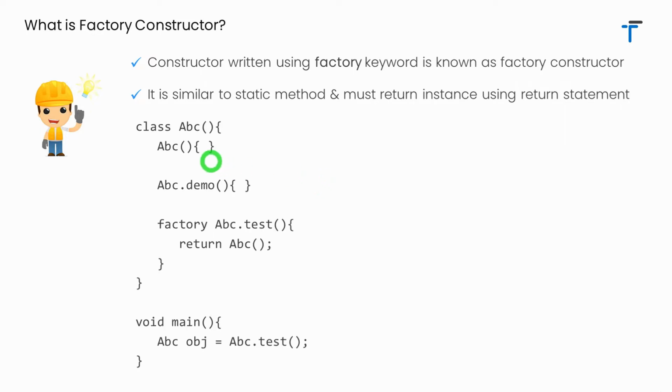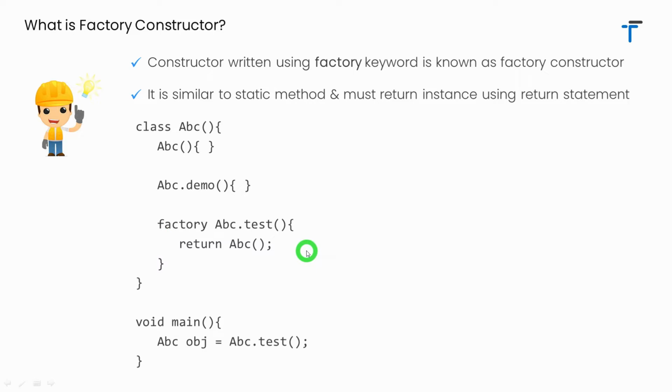Look at this example. Here we have ABC, which is the default constructor. Then we have abc.demo, which is the named constructor. Both ABC and abc.demo are generative constructors. Generative in the sense that they actually initialize the object and return the instance which is initialized by the constructor itself. On the other hand, we have the factory constructor.